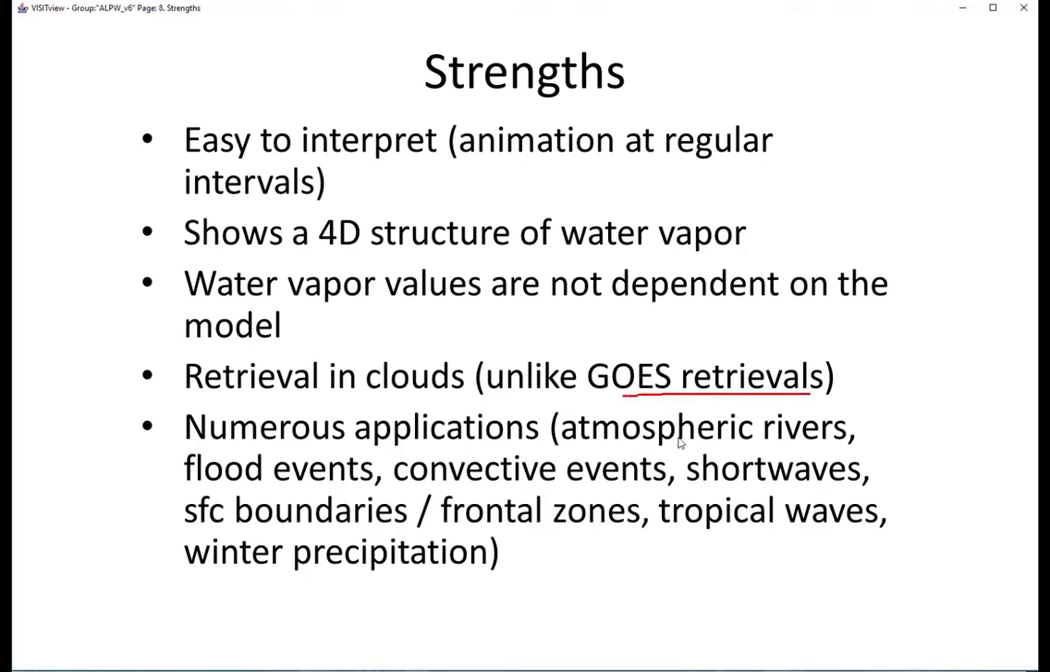And there are numerous applications. We'll talk about atmospheric rivers, flood events, convective events, also synoptic analyses such as short waves, surface boundaries, frontal zones, tropical waves, winter precipitation, a lot of different applications for this.